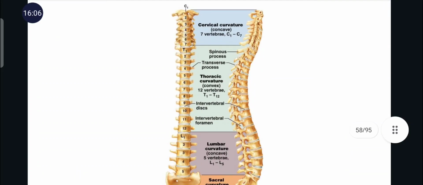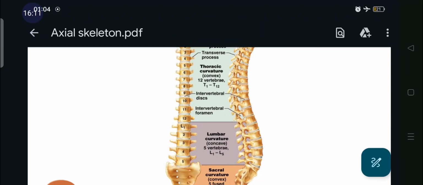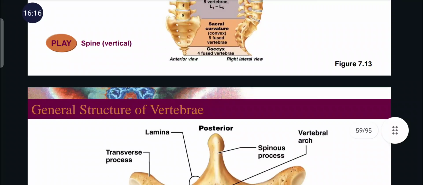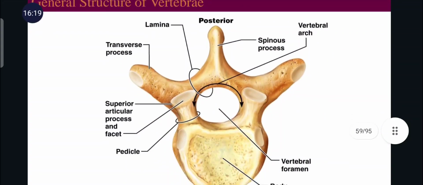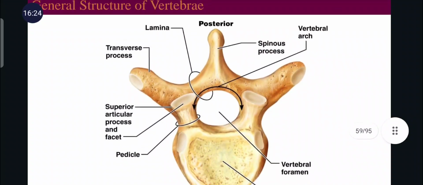So here you can see the S-shaped structure wherein cervical and lumbar are concave while the thoracic and sacral form the convex structure. These are the general structures associated with the general vertebrae. It consists of the central vertebral foramen wherein the spinal cord passes, transverse processes at the 2 sides, and the spinous process in the middle region. Also it consists of facets for the articulation with the other bones.